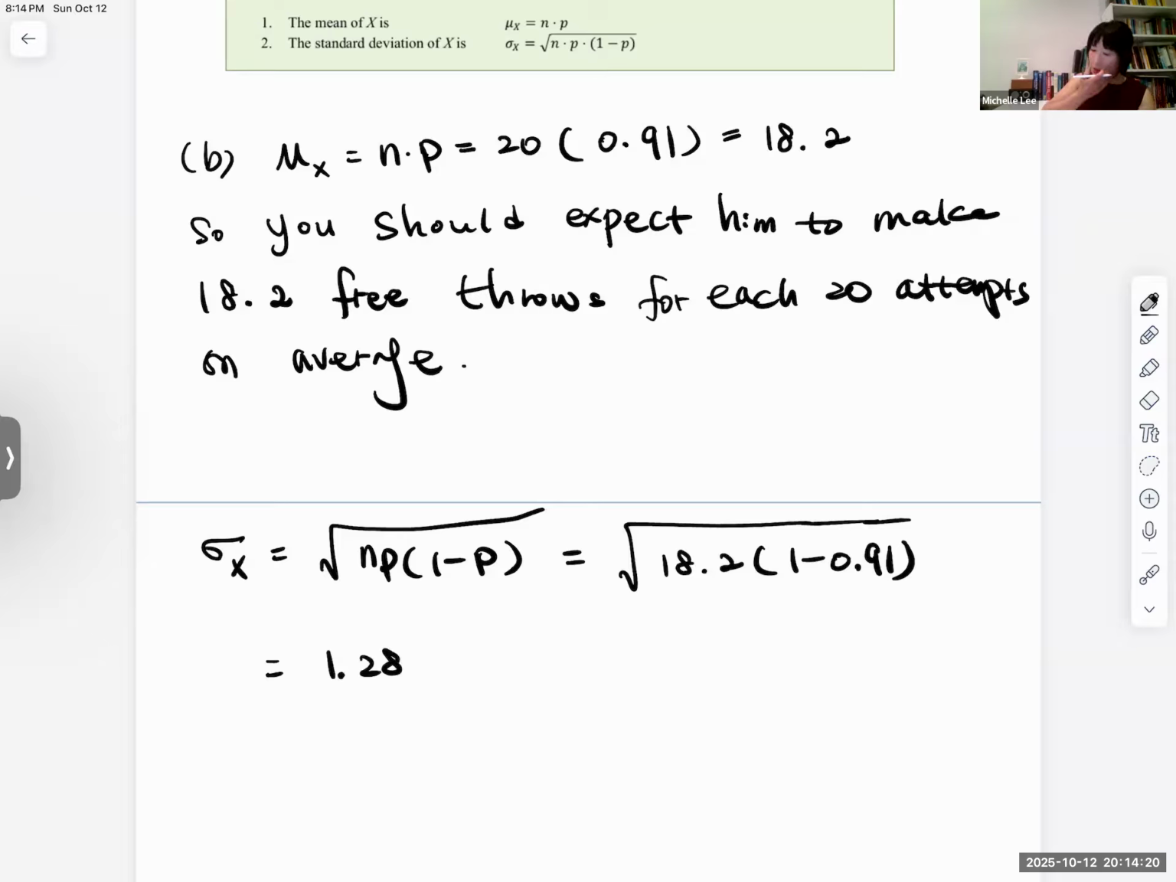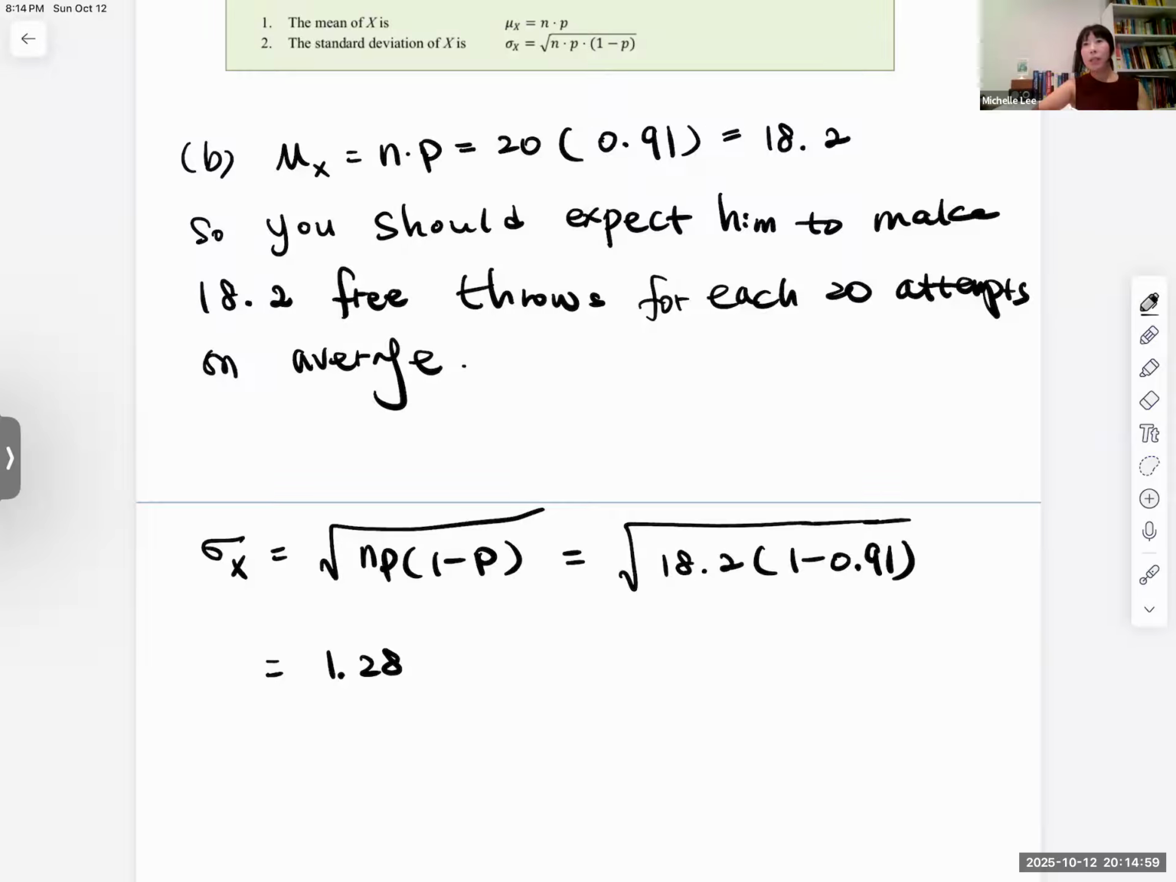All right, what does this mean? This means the standard deviation is the average distance of each data point from the mean, right? So in that case, how do we interpret it? We can interpret that Stephen Curry will make 18.2 free throws on average for every 20 attempts, right? And he makes them with a standard deviation of 1.28.